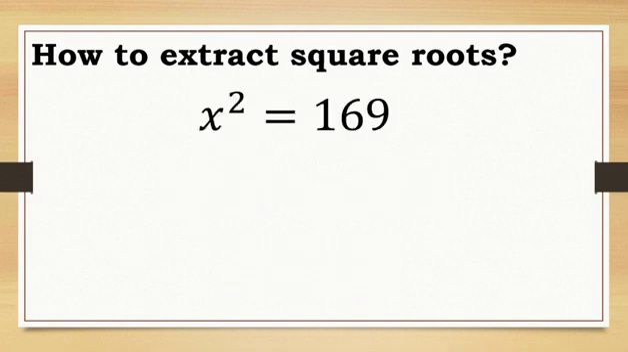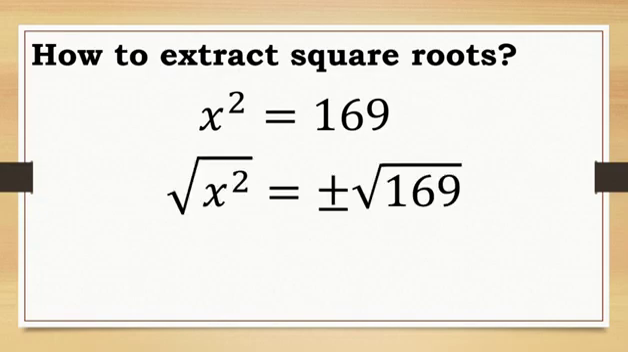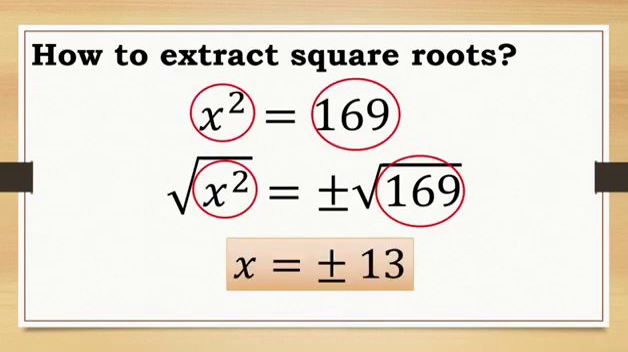Next, again, 169 is a perfect square. So, again, first step, get the square root of both sides. So, we will have square root of x squared is equal to positive or negative square root of 169. So, we will now have the square root of x squared, which is x, and then the square root of 169, which is 13. So, the solutions are x is equal to positive or negative 13.